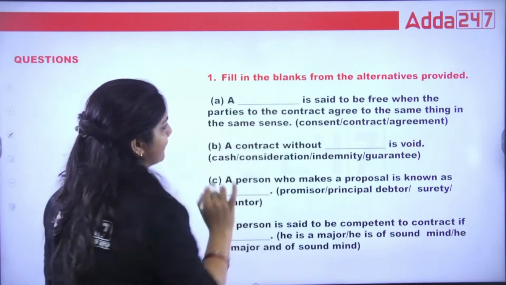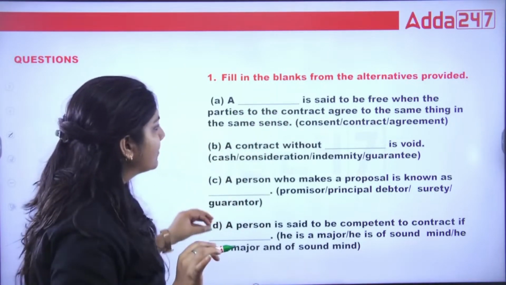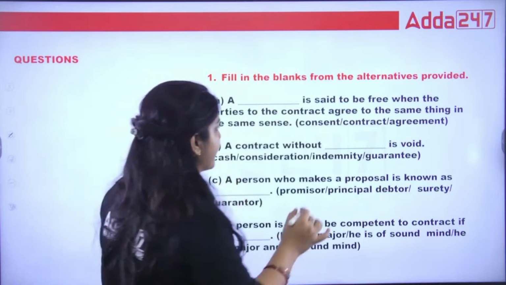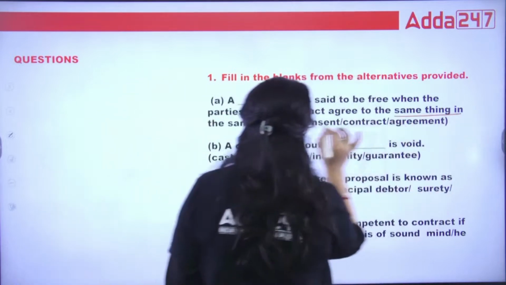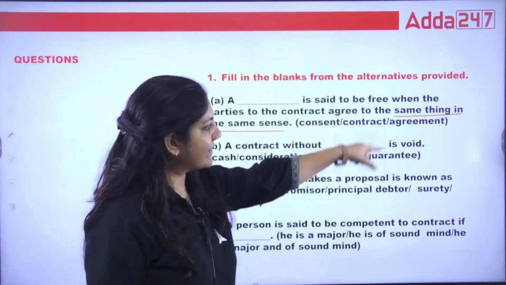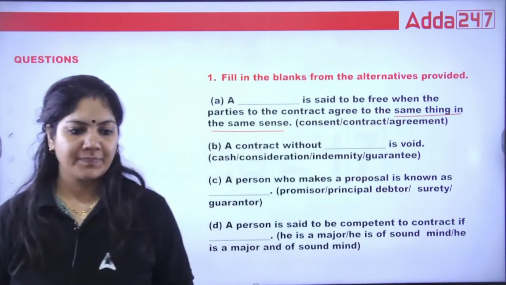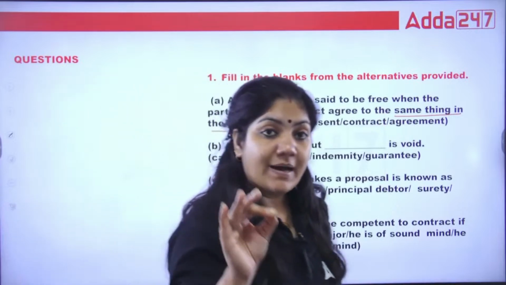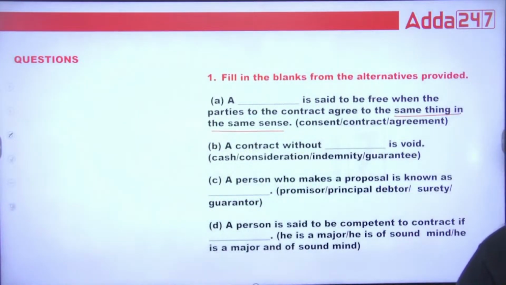A dash is said to be free when the parties to the contract agree to the same thing in the same sense, whether it is consent, contract or agreement. Tell me, class. Every part is important, guys.